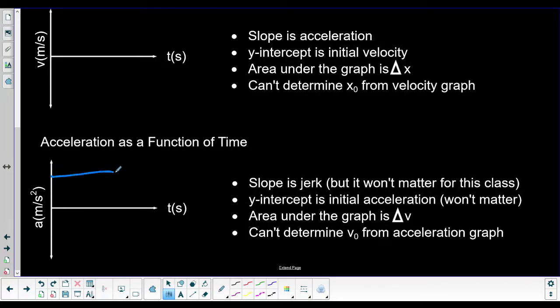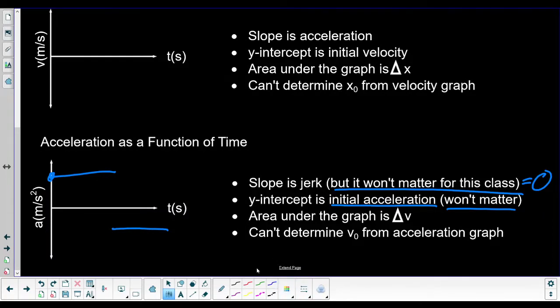So we're going to look at graphs like this. And these are supposed to be horizontal, but I can't draw straight lines. So technically, the slope of this is jerk, but it's not going to matter in this class because our slope is always going to equal 0. And if it doesn't, we're going to hand wave it away. The initial, or the y-intercept, is initial acceleration. So right there, that would be your starting acceleration. But again, we're not really going to be changing acceleration, so it won't matter.